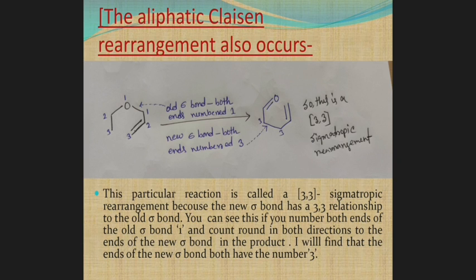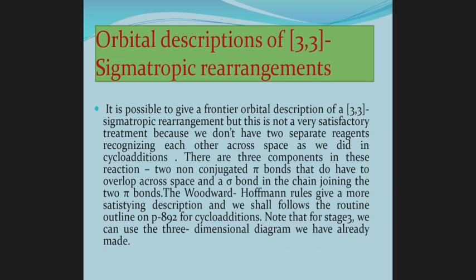These 3,3 sigmatropic rearrangements happen through a chair-like transition state, which allows us both to get the orbitals right and to predict the stereochemistry of the new double bond. The orbital picture looks something like this. Orbital descriptions of 3,3 sigmatropic rearrangements.